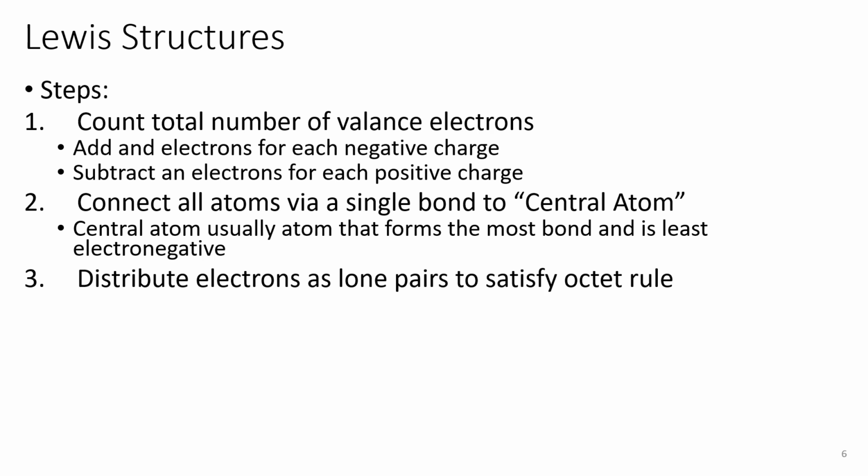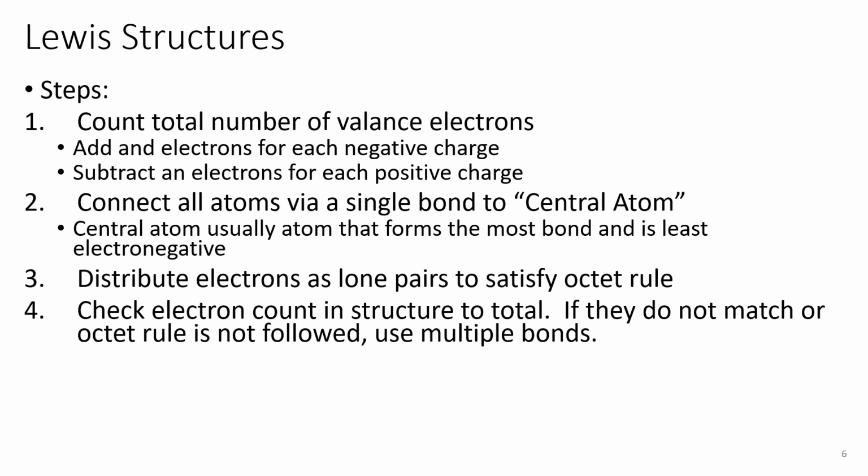So right now my goal is just to go in and put a whole bunch of pairs. Remember the octet is 8, so I want to make sure that each of the atoms has 8 electrons around it. Then I'm going to check my electron count on the structure that I have drawn, so how many total electrons I have put in, to the count that we did back in step number 1. If they match, I'm probably done and I probably have the correct Lewis structure.